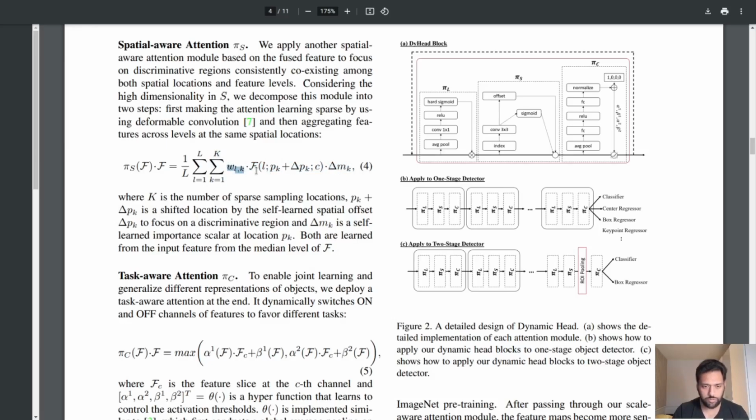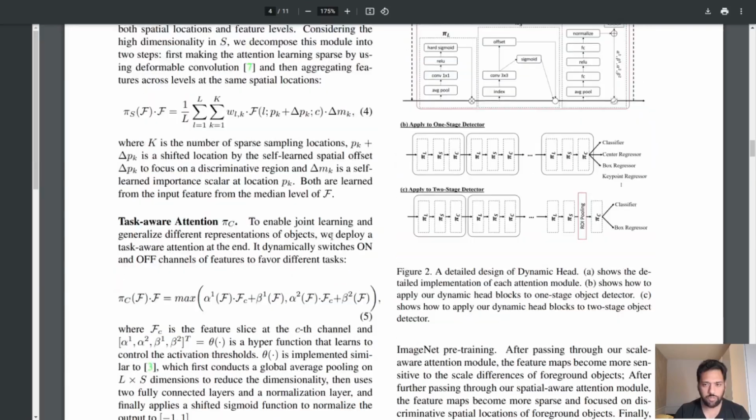We have W as the weight. We have P as the offsets, you can see P_k are the offsets. Delta m is the masking factor, a sigmoid masking factor, so it can turn on and off any of these offset points. Deformable convolution across the spatial domain, and then we also take the mean of the levels.